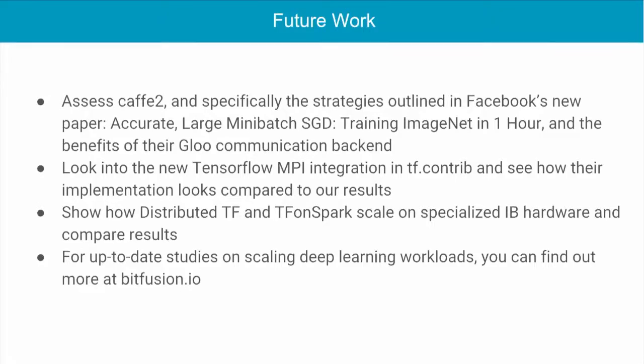Some future things to look at are things on the horizon that I didn't have time to add to this paper or presentation: Caffe2, and specifically a paper Facebook published recently called Accurate, Large Minibatch SGD: Training ImageNet in 1 Hour. They use their own new communication primitive based off MPI, called Gloo, as their backend. It will be interesting to see how that might cause speedups versus regular MPI, and what Caffe2 in a distributed setting might look like versus distributed TensorFlow. Also, TensorFlow has an MPI integration that they just recently released in their contrib library. That would be another interesting thing to look at, to see how MPI versus gRPC versus RDMA over InfiniBand works out.